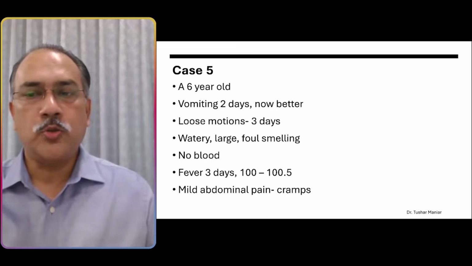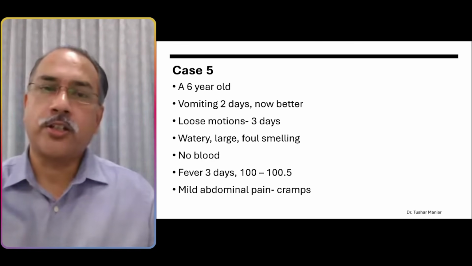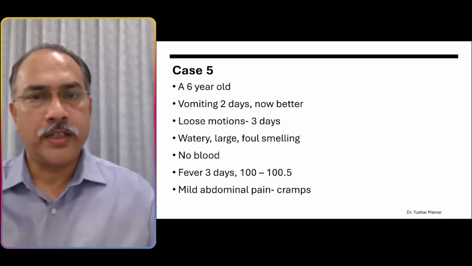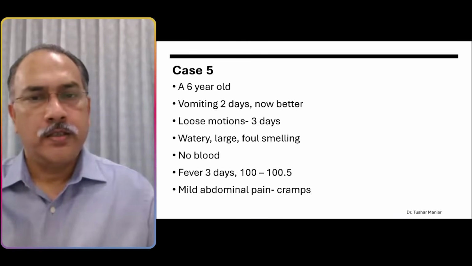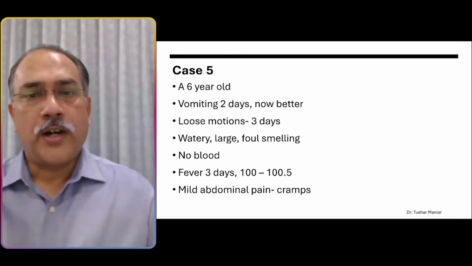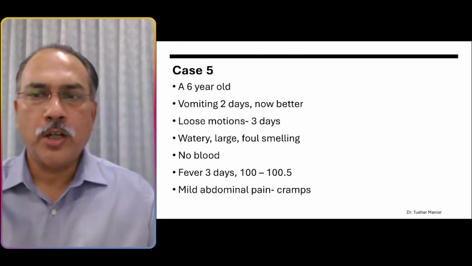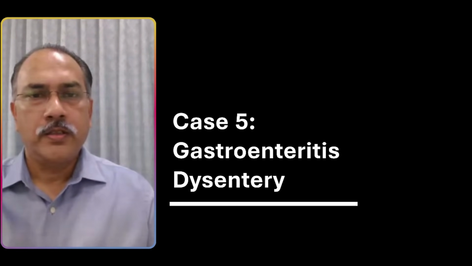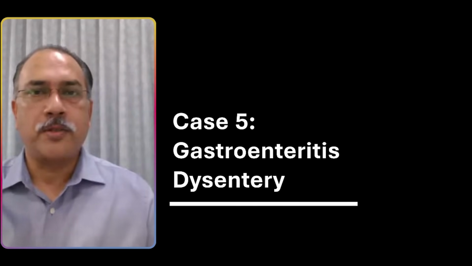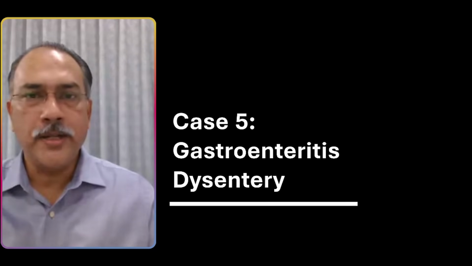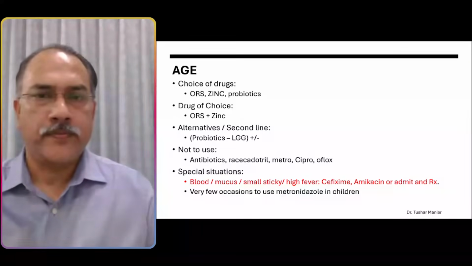So next we go on to case number 5, and that's a 6-year-old been vomiting for 2 days, now better. Loose motions has been there now for another 2 or 3 days. They are watery, large, foul smelling, but there is no blood. Fever has been there for 3 days, hovering around 100. Mild abdominal pain and cramps. So a diagnosis of gastroenteritis has been made and not of dysentery. I have just written dysentery here so that we can debate gastroenteritis versus dysentery.